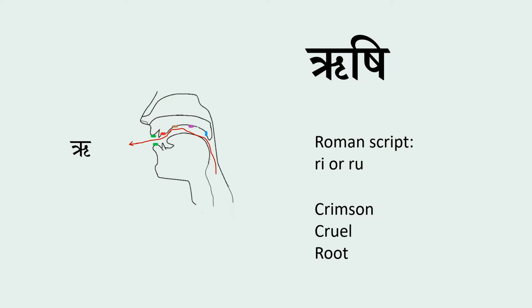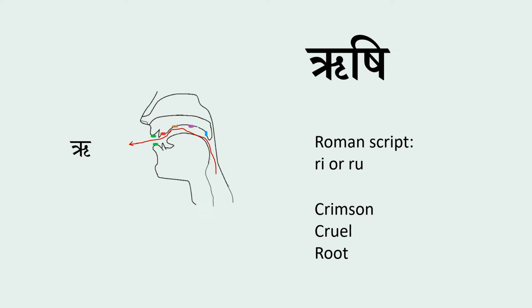So what are some examples which are using this R symbol in the English language? For example, if you take crimson, where there is an R there. So there we are pronouncing it as crimson. And if you take an example with Ru, we have the word cruel. It may not be exactly the sound Ru, but they're close enough. Now, the word root, when you pronounce it as root, may be closer to that Ru sound.